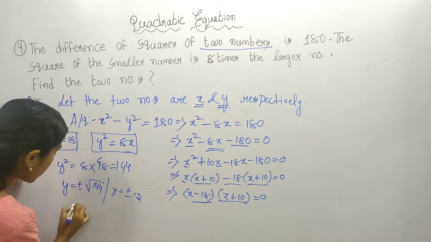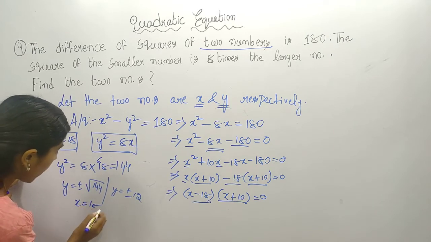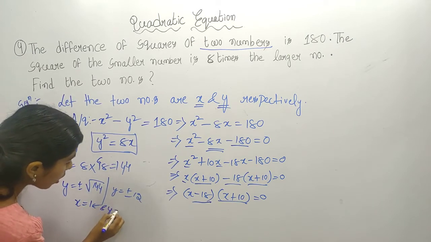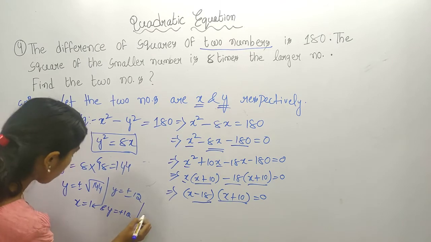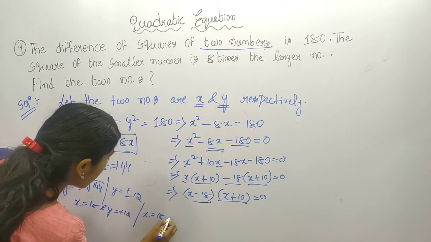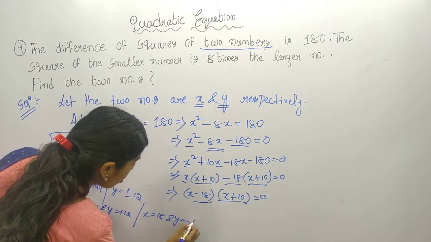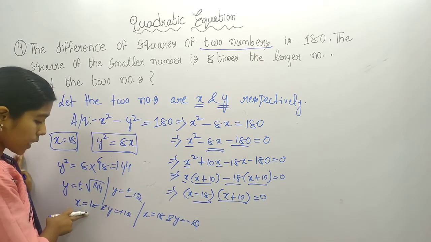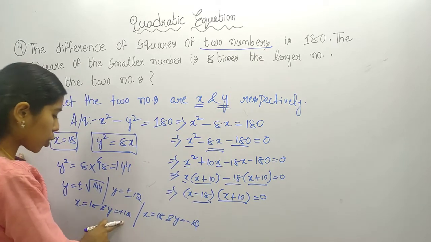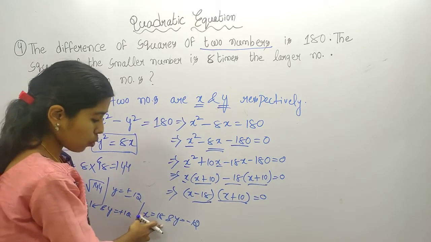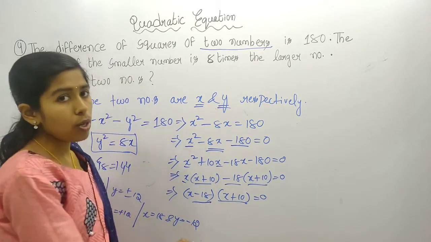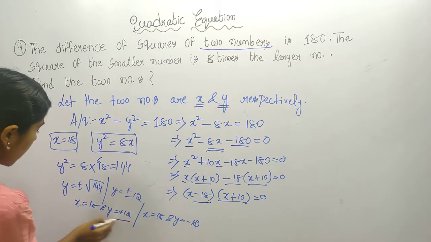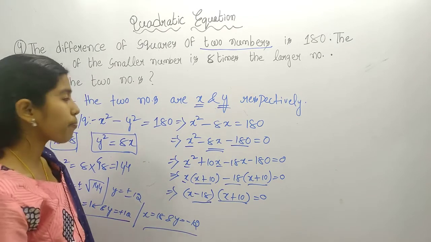Therefore the two numbers are x equals 18 and y equals plus 12, or x equals 18 and y equals minus 12. Plus or minus 12 is there now. So one is x equals 18 and y equals plus 12. Another one is x equals 18 and y equals minus 12. So these are the two numbers.